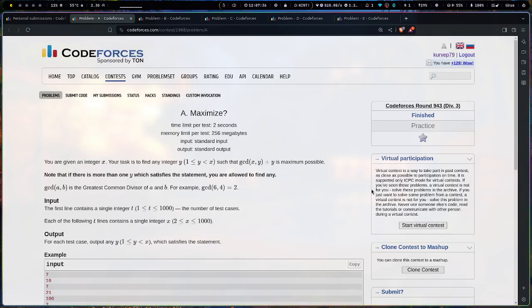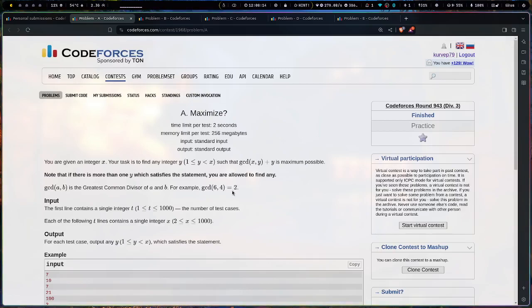Maximize. Okay, so what this question is saying: you are given an integer x, and your task is to find any integer y such that gcd of x comma y plus y is maximum possible. So we need to maximize this thing. We have to find a y in this range such that if we take the GCD of that number with x and add that number, it should be the maximum result we can get.